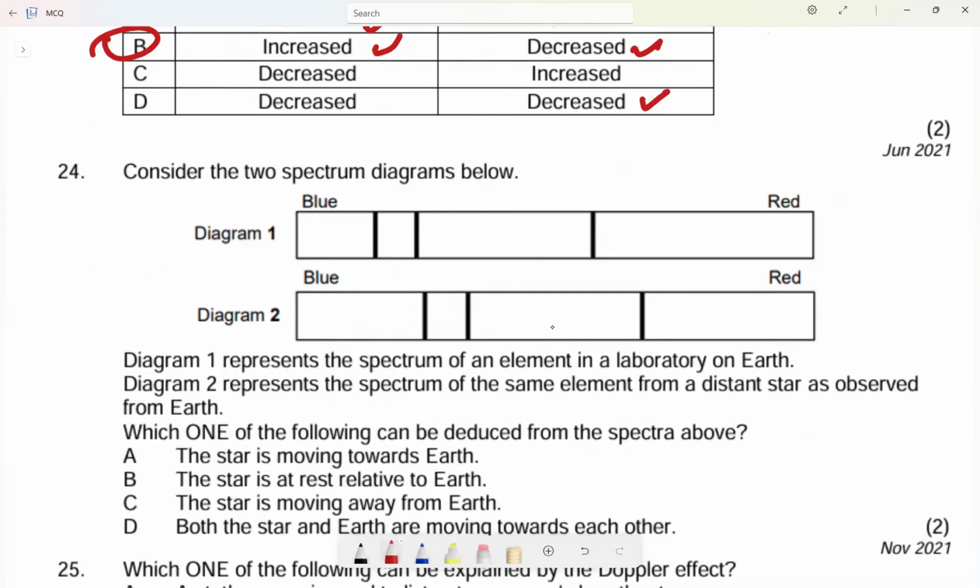Number 24. Consider the two spectrum diagrams. This one is the initial one. They tell us diagram 1 represents the spectrum of an element in a laboratory on Earth. Then diagram 2 represents the spectrum of the same element from a distant star as observed from the Earth. Which one of the following can be deduced from the spectrum? Can you see initially it was here, but here it moved towards the red side. This also moved towards the red side, meaning this is red shift. If it moved the other way, it would be blue shift towards the blue, but they are moving towards the red shift.